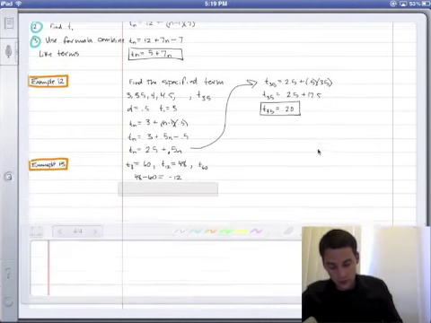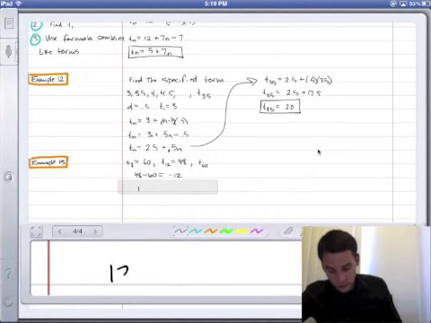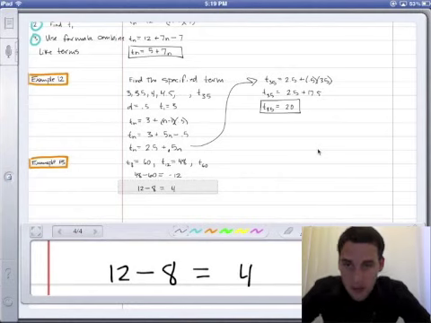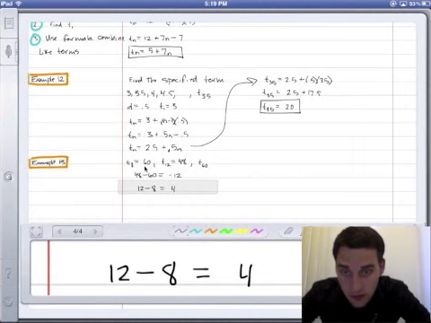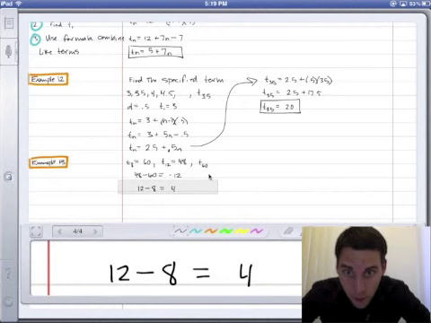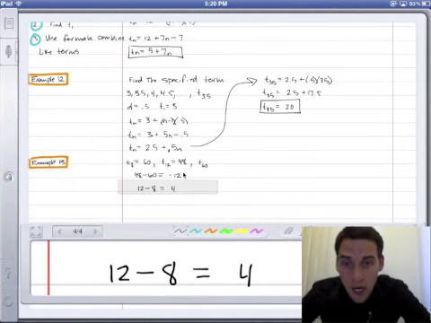Then I'm going to go 12 minus 8, which is 4. This is the number of terms between 48 and 60. So when I have 60, I go 4 times, and then I get to 48. What that means is I'm going to be adding my d value 4 times, and during that 4 times, I'm going to add negative 12.